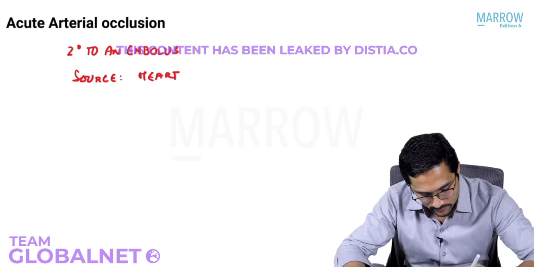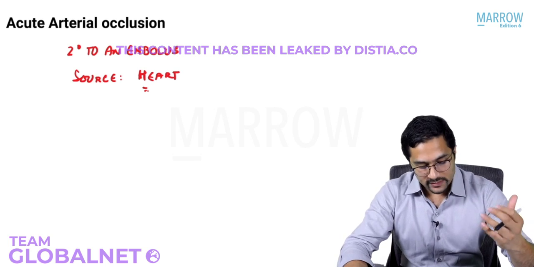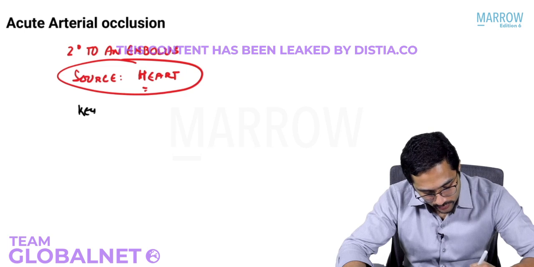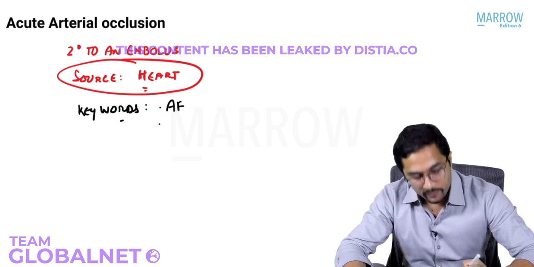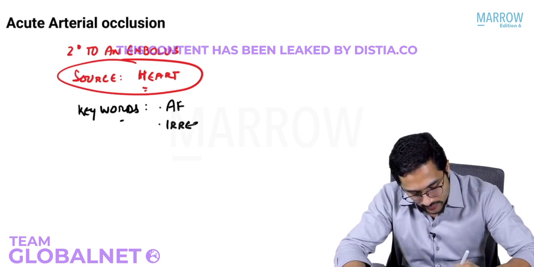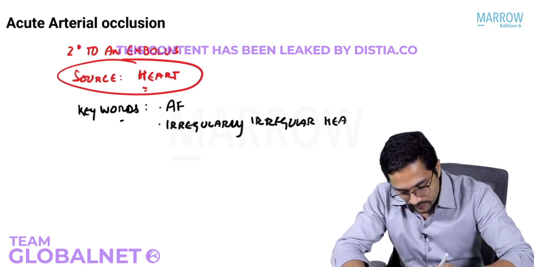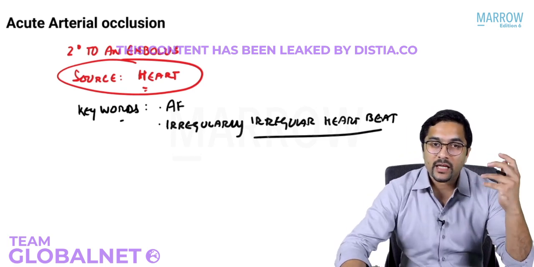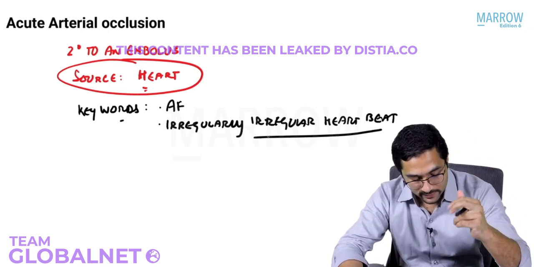Sometimes it can be an aneurysm, like an aortic aneurysm can also shower off emboli, which can go distally and block the vessels. But usually the source is the heart. And what are the key words which you should look out for in the question if you're given such a question? So you will get keywords like atrial fibrillation or irregular heartbeat. Because of this irregular heartbeat, because of atrial fibrillation, there can be emboli which can form in the heart and they can be showered off distally and they can block the vessel.